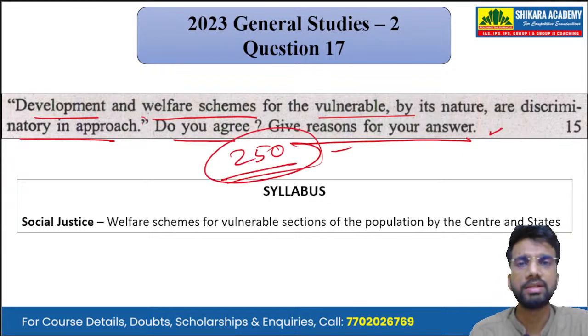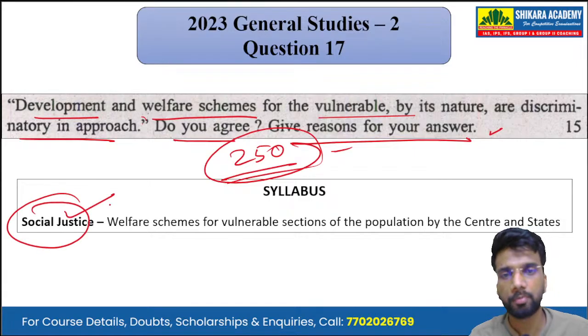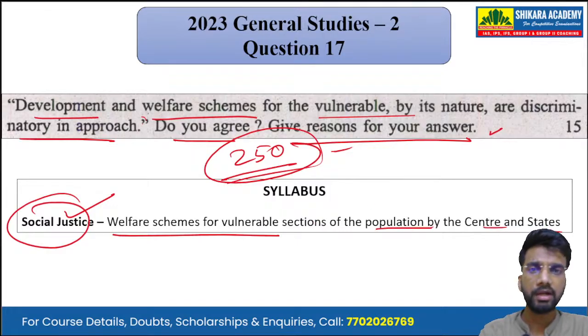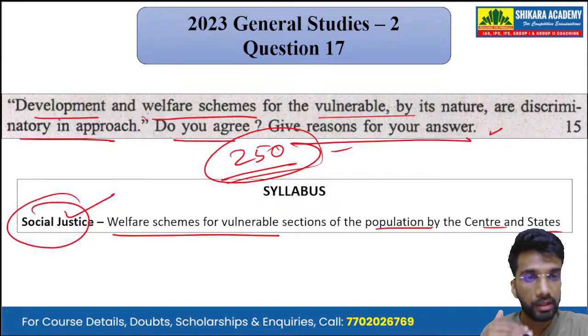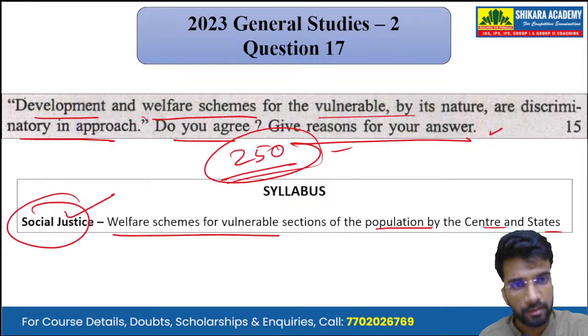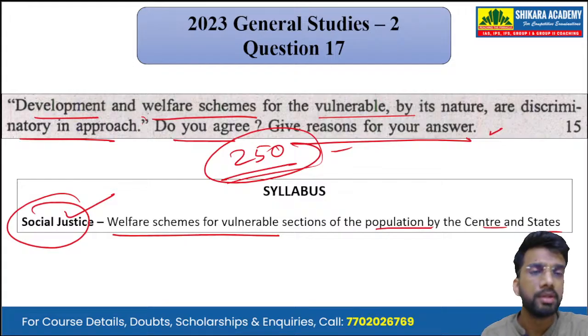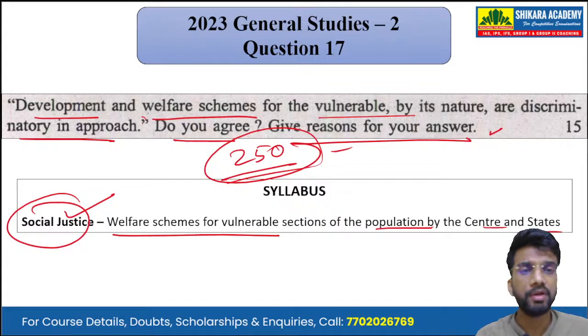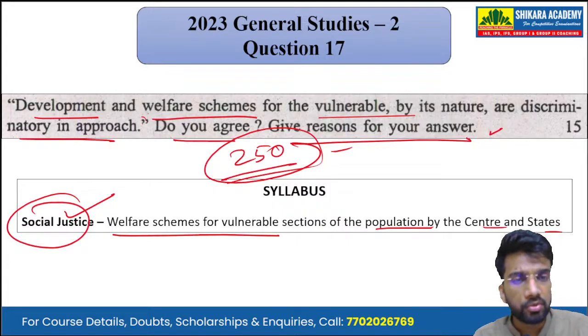Mapping it with the syllabus, we can see that it has been asked from the subject of social justice, and the topic is welfare schemes for vulnerable sections of population by center as well as the states. Now, it is saying that the welfare schemes for the vulnerable people, by their inherent nature, are discriminatory in approach. That is, they discriminate between the different sections of the population. Okay, so the people who are not in the vulnerable category, the people in the majority, might find these types of schemes, the welfare schemes or programs, as discriminatory. Okay, because we are giving a favorable treatment to the vulnerable sections.